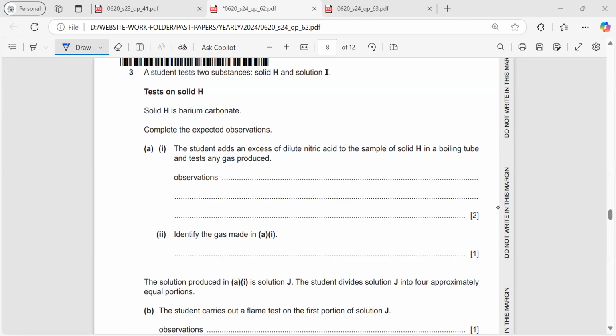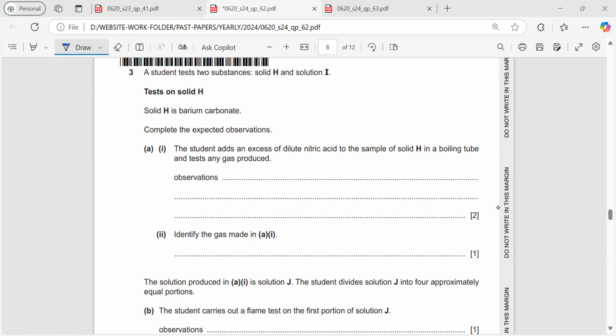Today we are doing paper 6, variant 2 of year 2024, May, June. Now let's start with question number 3. We have done question number 1 and 2 in the previous video. Now we are doing question number 3 and 4. Question number 3 is a chemical analysis question.